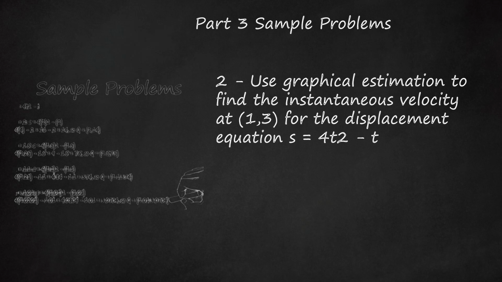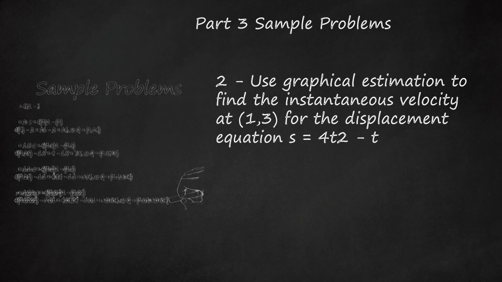t equals 1.01: s equals 4(1.01)^2 - 1.01, 4(1.0201) - 1.01 is equal to 4.0804 - 1.01 is equal to 3.0704, so Q equals (1.01, 3.0704). Next, let's get our h values.